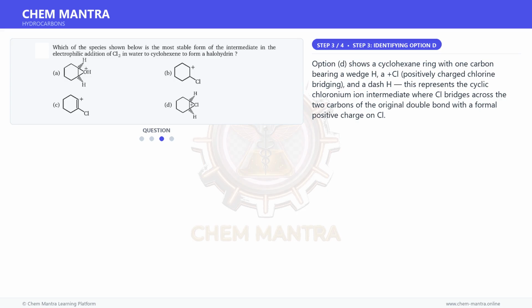Moving on to the next step. Option D shows a cyclohexane ring with one carbon bearing a wedge H, a Cl plus, positively charged chlorine bridging, and a dash H. This represents the cyclic chloronium ion intermediate where Cl bridges across the two carbons of the original double bond with a formal positive charge on Cl.